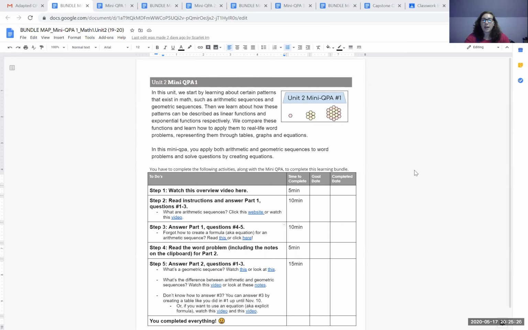So for this mini QPA, Miss M will be going over the overview video here. You can see the description of it, in which you are applying your knowledge of arithmetic and geometric sequences to word problems and solving questions. But we don't want to get too far into that because this is just the unit overview, guys. So on every bundle map, you have what the unit is. For this unit, like I said, we are focusing on patterns in sequences.